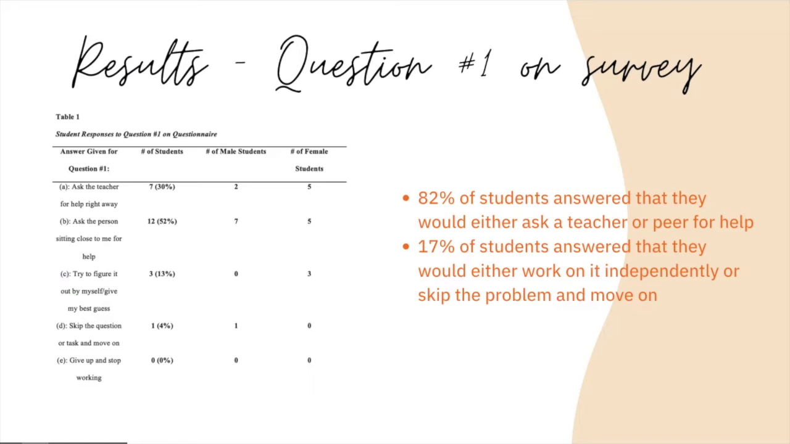This is question 1, which again asked, when I'm confused in class, what do I typically do? How do I respond? There were 5 different answer options and they had to choose one. I found that 82% of the students believed that they would either ask a teacher or a peer for help when they're confused, so either answer option A or B. They would ask someone for help, which is pretty profound because 82% of the students answered that.